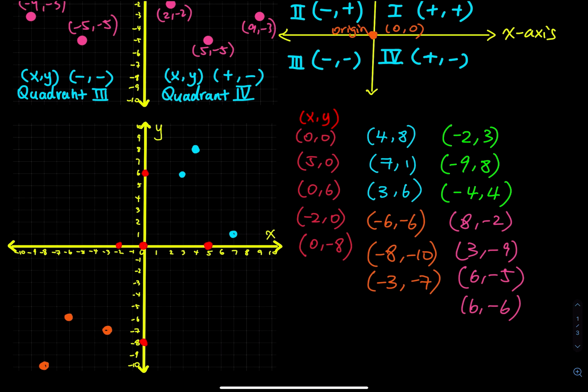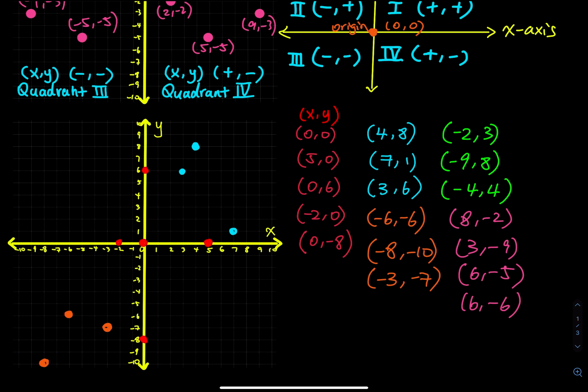Okay, how about the green? The green is x is negative, y is positive, which is in quadrant 2. So when x is equals to -2, y is equals to 3. When x is equals to -9, y is equals to 8. That is right here. -9, +8, and then -4, +4. That is right here.